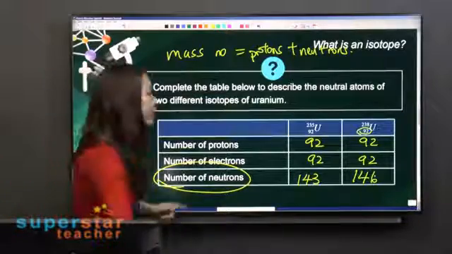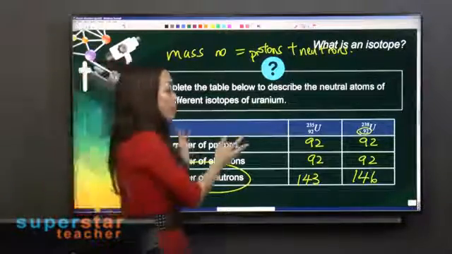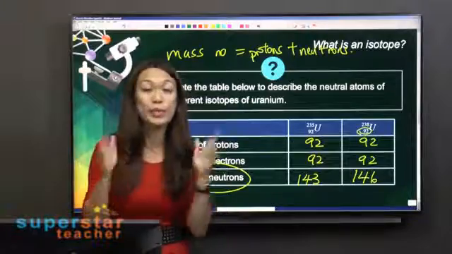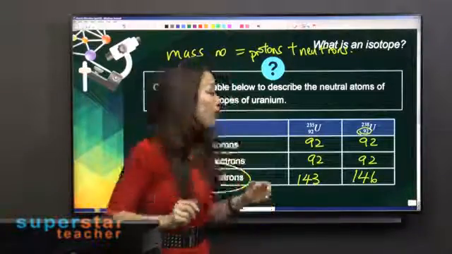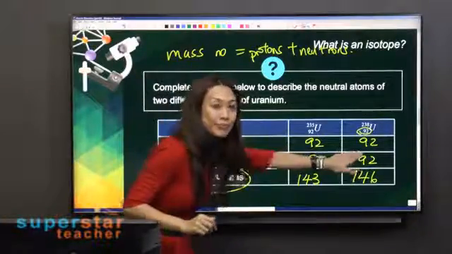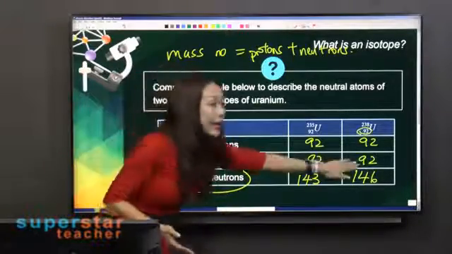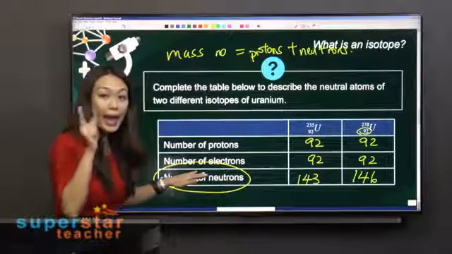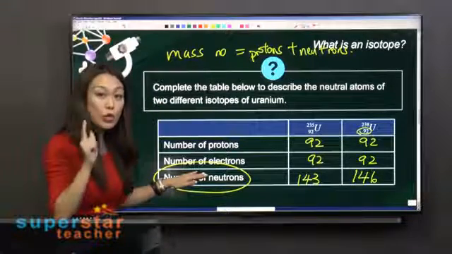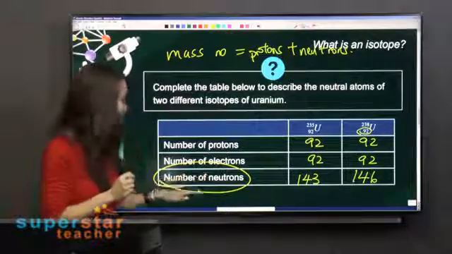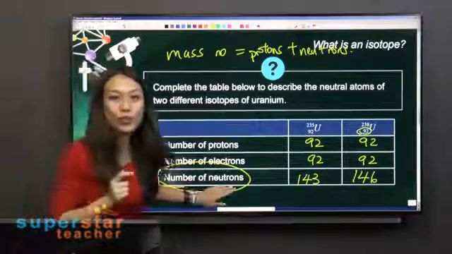So now, take a look at this table. Both of them are actually your isotopes. They are a pair of isotopes. They have the same what number? Protons number. And same what number? Electron number. But the only difference is which number? You are correct. It's the number of neutrons here.